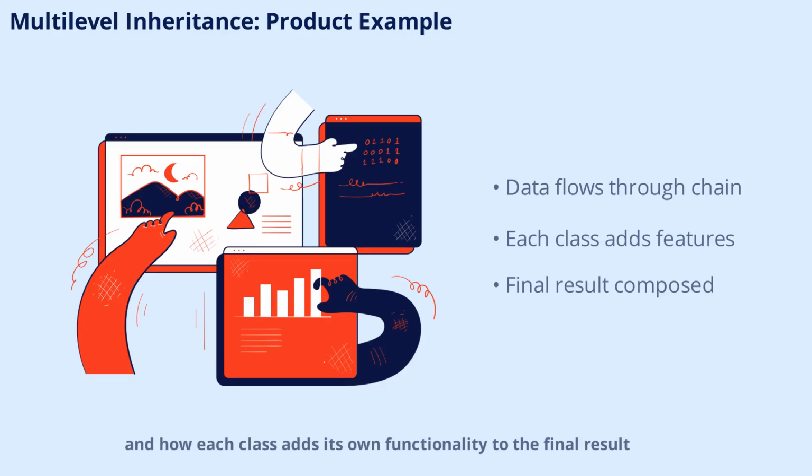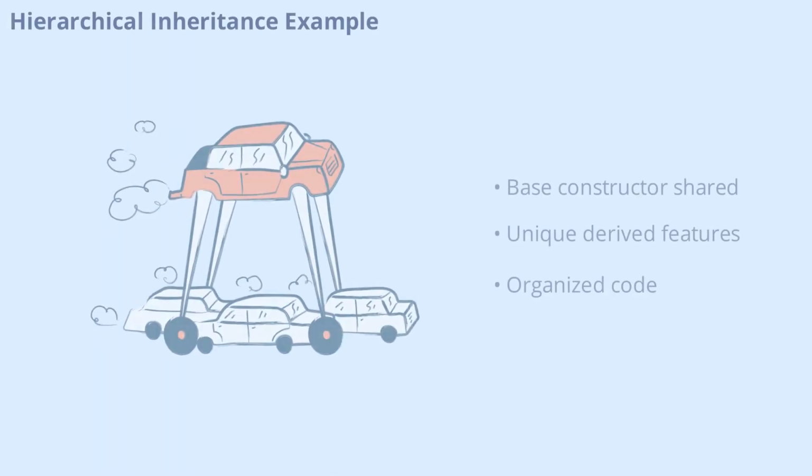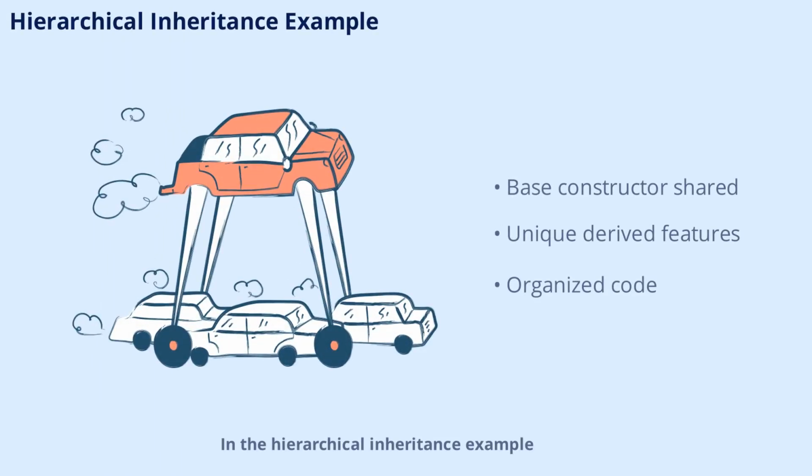Hierarchical inheritance occurs when multiple classes inherit from a single base class. For instance, both car and bus can inherit from vehicle. This structure allows you to define common features in the base class and have multiple specialized classes that extend those features in different ways. In the hierarchical inheritance example, creating objects of car and bus both trigger the vehicle constructor.